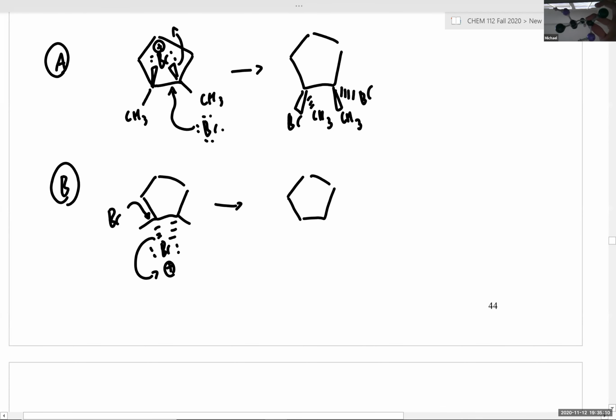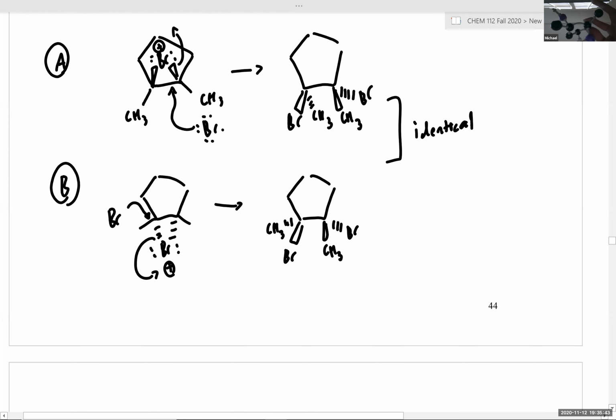Okay, so my question to all of you is, on the left-hand side, what is pointing up? Bromine, okay. So our methyl's pointing down. And on our right-hand side, what is pointing down? Bromine, yeah. So as we notice, in this case, our two possible products are identical. They are not enantiomers. We observe identical products.